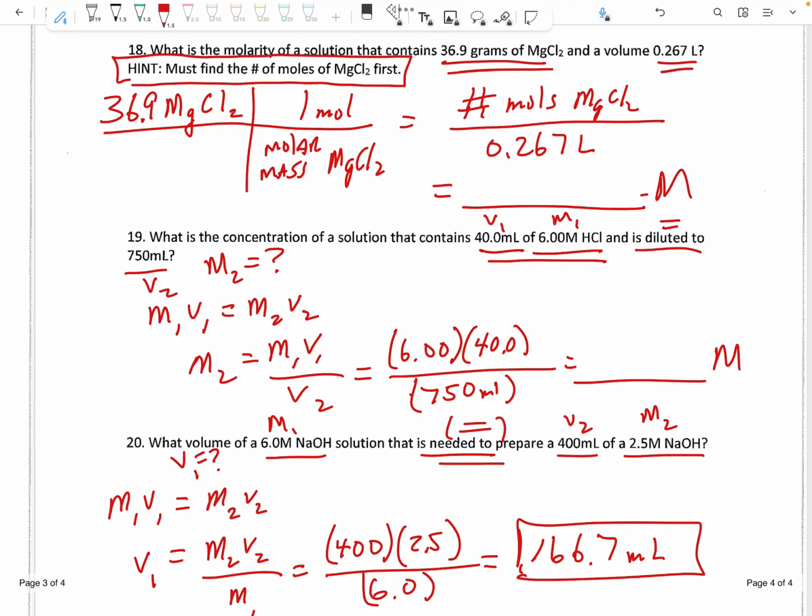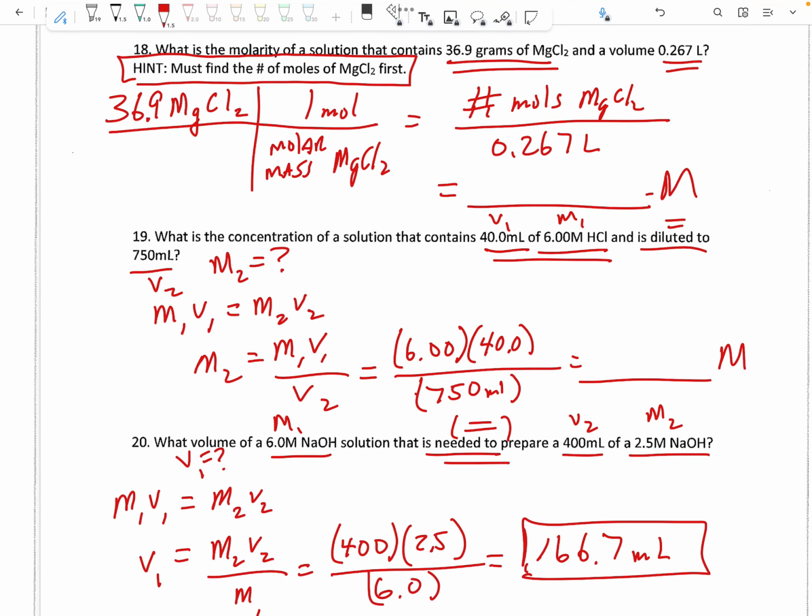Now go back to number 19. Just plug the numbers in for that one since they're right there. That'd be 6 times 40 equals, and divided by 750, and we have 0.32 molar. Okay, that should be it.